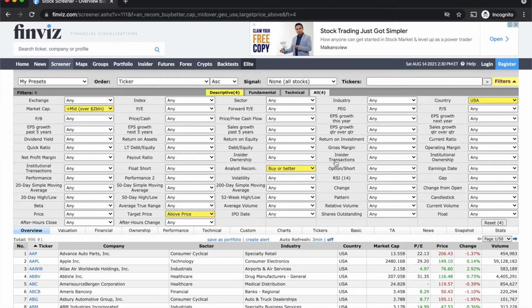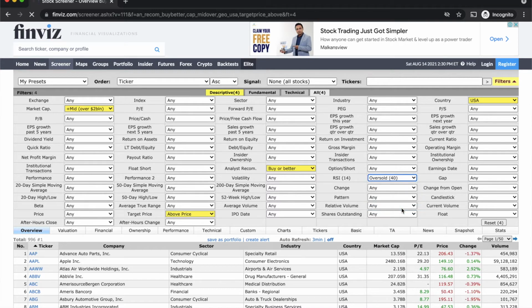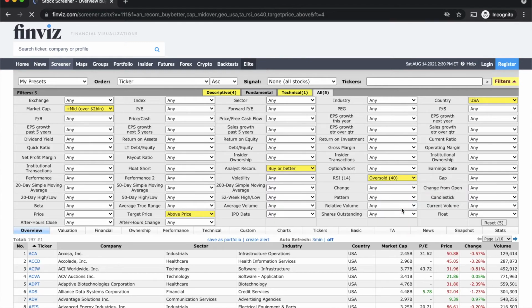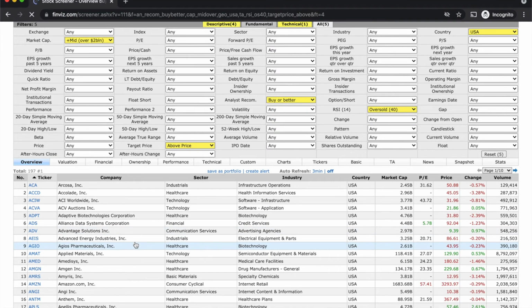So I have put a couple of filters already, and now I also want to see RSI as oversold. Now, why am I looking at RSI oversold? Because I do not want to buy the shares of any company which is trading at its peaks. What a 14-day RSI in the oversold region basically implies is that this company, whatever I'm looking at, has actually recently had a dip. So I want to have a recent dip. I don't want to buy at the peak. Now you can see I have 197 companies listed here. So these 197 companies are the ones which have basically taken a dip.